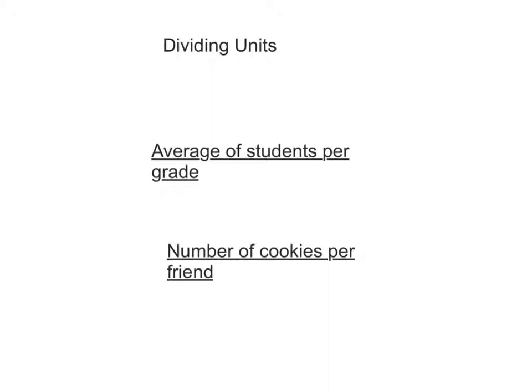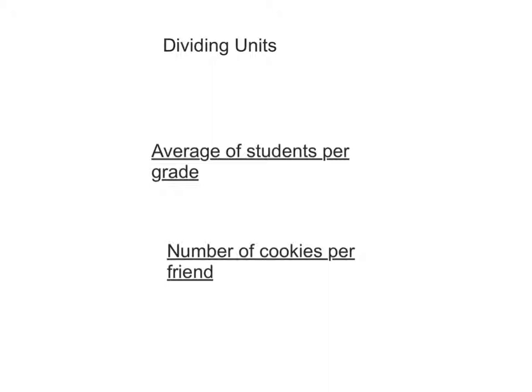So at our school, we have about 600 students, and we have 3 grades. So I can divide the total amount of students, 600, divided by the number of grades, 3, and that'll give me the average of students per grade, which is about 200.